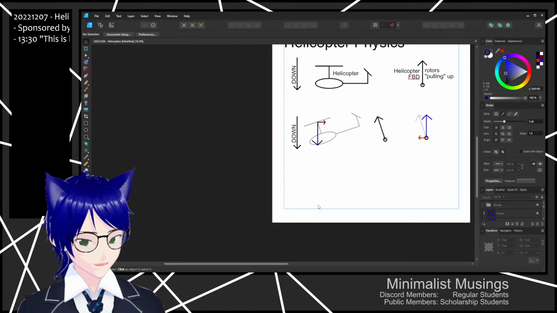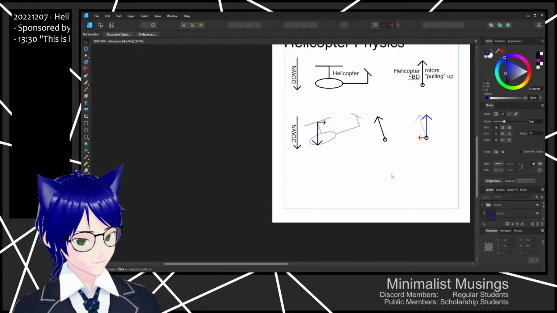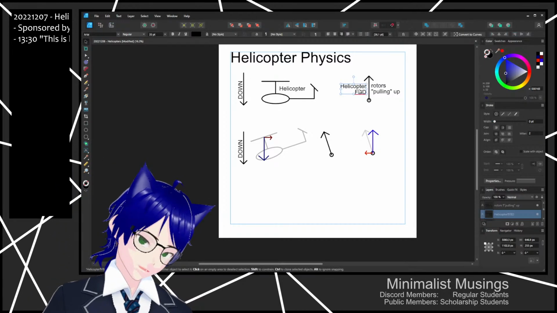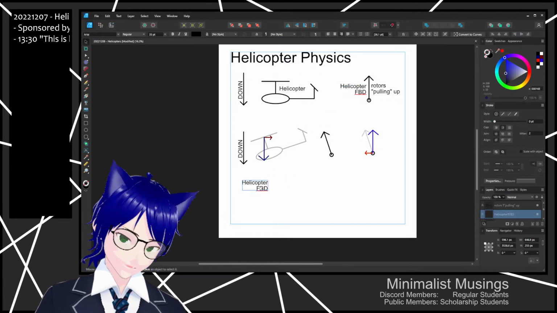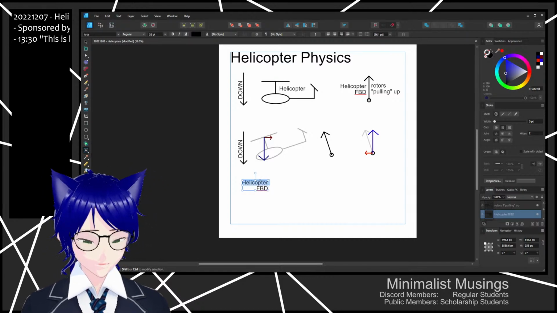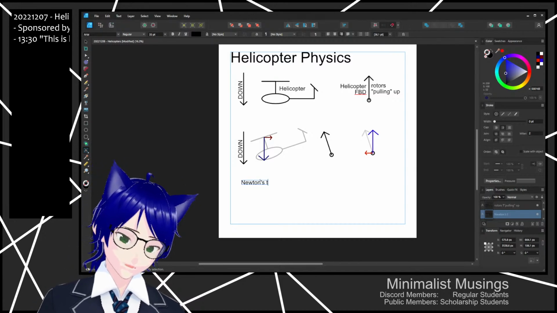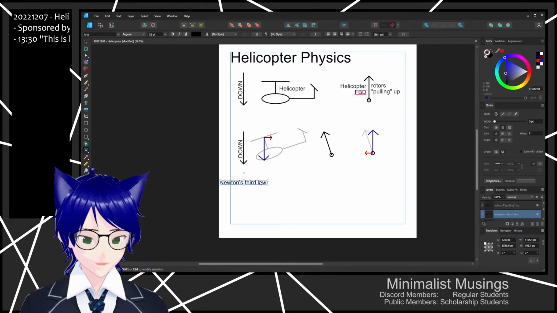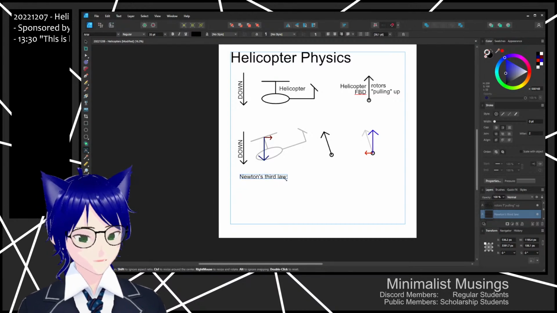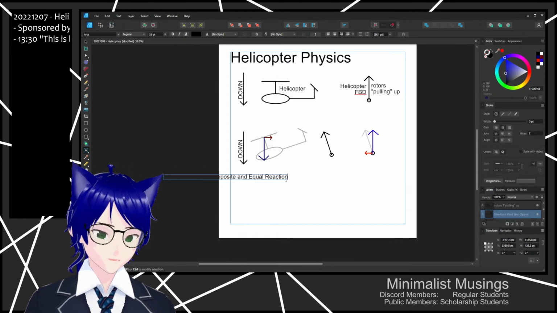And there. Okay, maybe I shouldn't have brought Newton's third law into this because now I see a whole bunch of confused questions. Newton's third is one of those that makes no sense until you actually spend time to think about it. Newton's third law. Okay. Opposite and equal reaction.